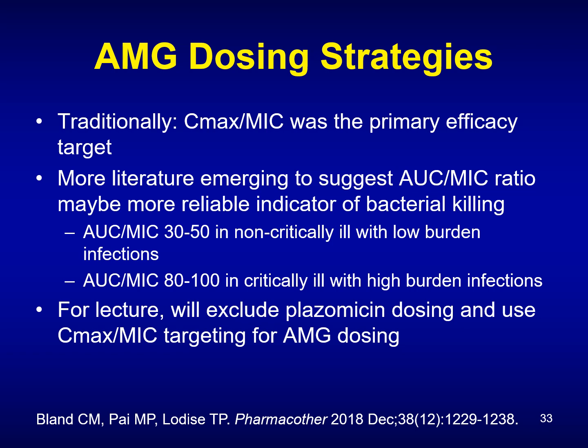Traditionally, aminoglycosides have been dosed to target Cmax to MIC ratios. However, there's more literature now emerging to suggest that AUC to MIC ratio may be a more reliable indicator of bacterial killing, with AUC to MIC ratio of 30 to 50 as the target in non-critically ill patients with low burden infections, and targeting an AUC to MIC ratio of 80 to 100 in critically ill patients with high burden infections. However, this is currently not mainstream for the majority of aminoglycosides on the U.S. market. Therefore, for the purpose of our lectures, we will only be looking at dosing to target Cmax to MIC ratio and not AUC. We will also not talk about plazomicin.